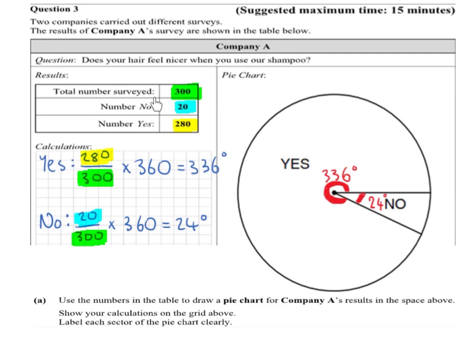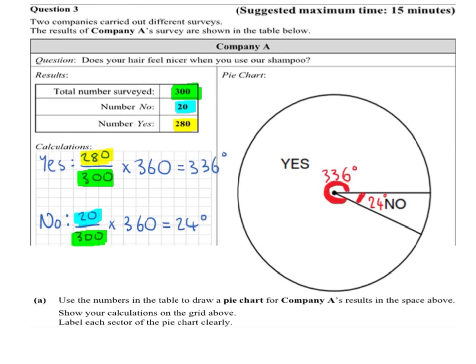So the total number of people surveyed was 300. The number who said no was 20, and the number who said yes was 280. I'm going to start by figuring out the portion of the pie that represents the people who said yes. We take the number who said yes, 280, put it over the total number surveyed, 300, and multiply that by 360, because there are 360 degrees in a full circle. So in a full pie chart, there's 360 degrees.